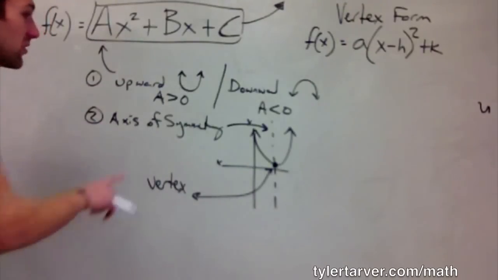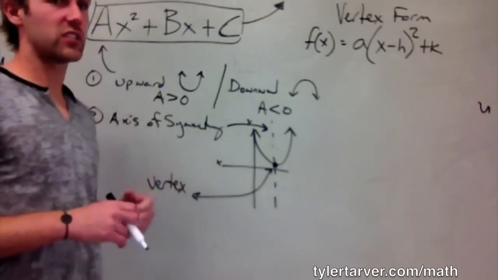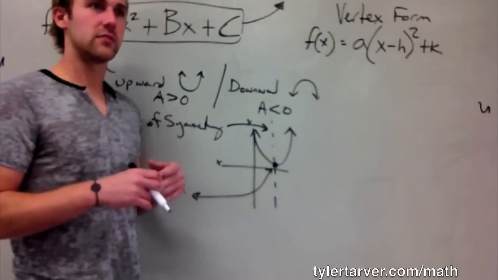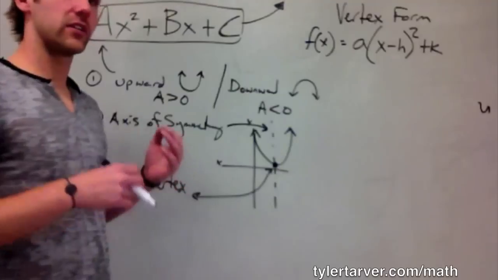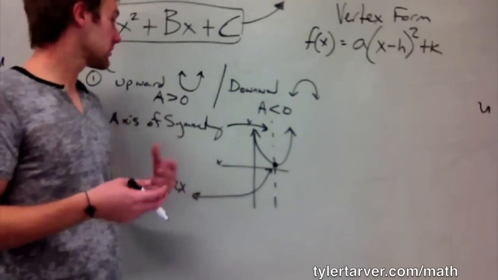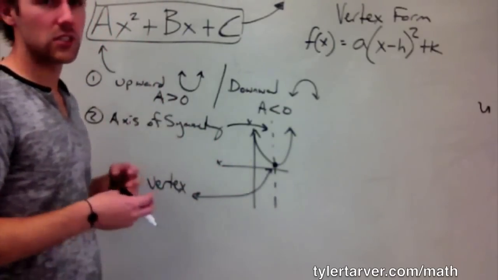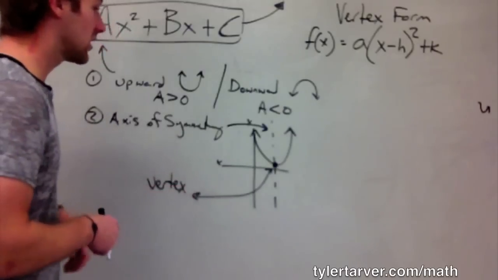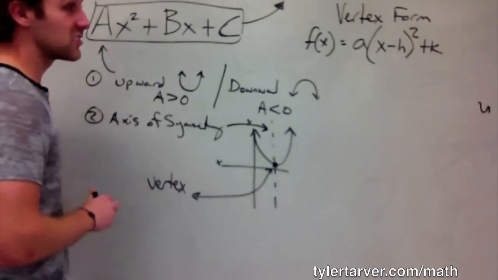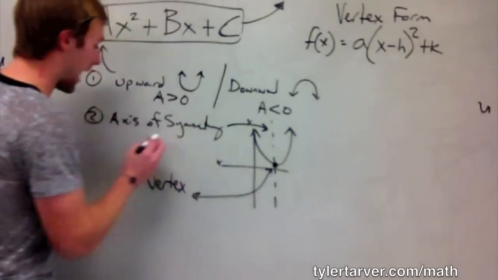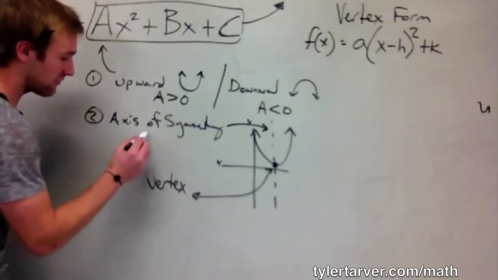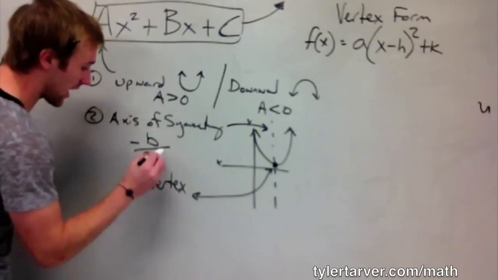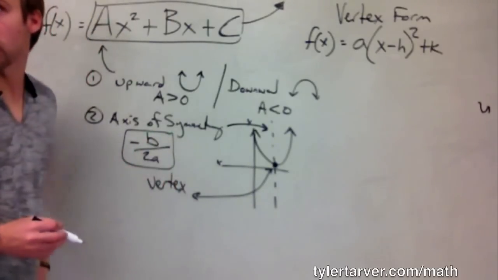Now, the axis of symmetry. What you're thinking to yourself is, Mr. Tarver, how am I supposed to find the axis of symmetry just by looking at the equation? Well, I'll tell you, first off, you sound pompous. Second off, this is all you got to do. You ready? Axis of symmetry: you do negative b over 2a. That is your equation, and that's what you do.